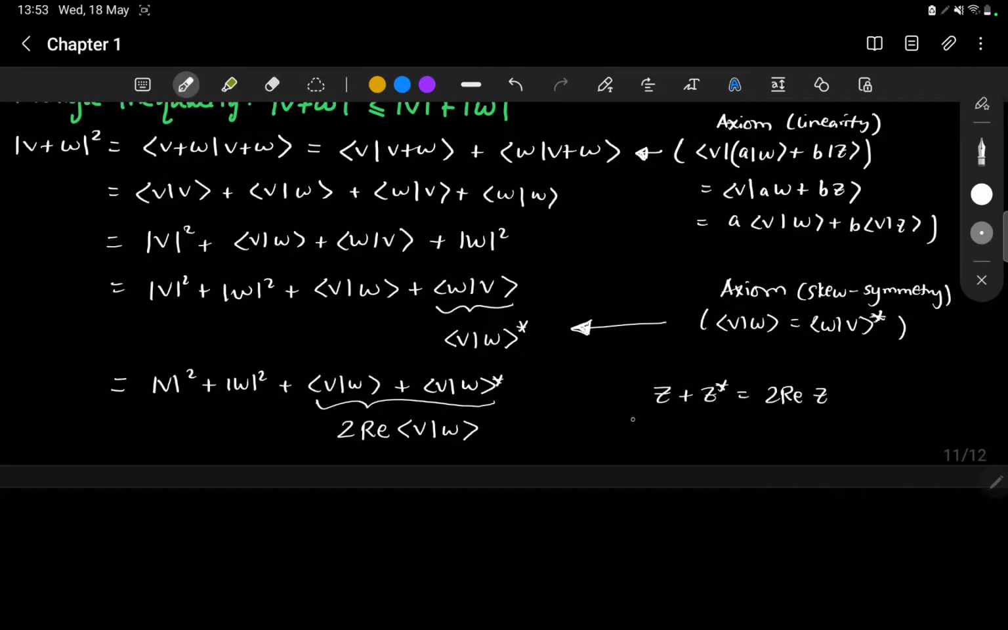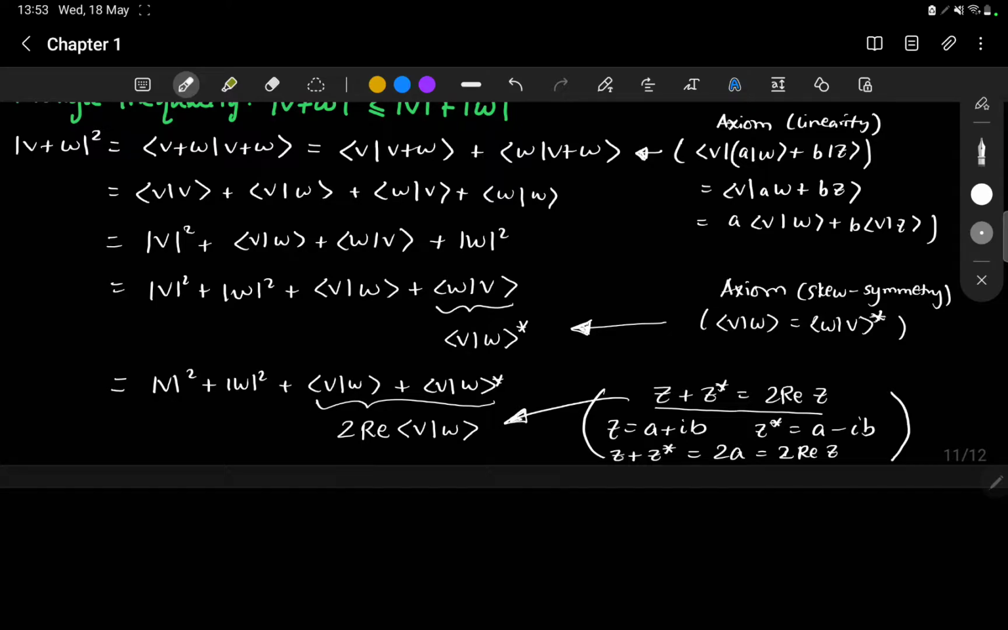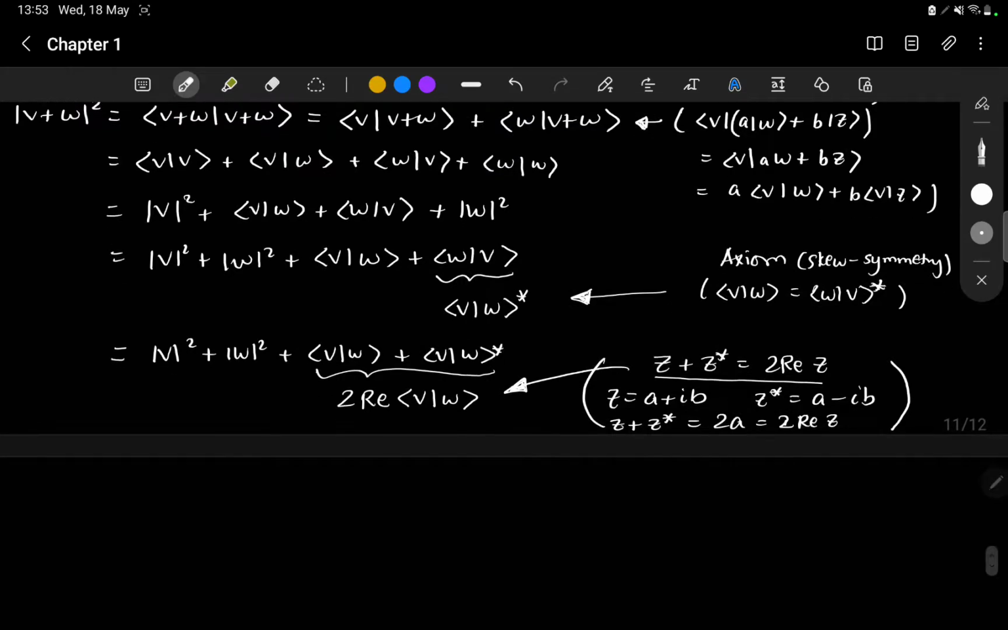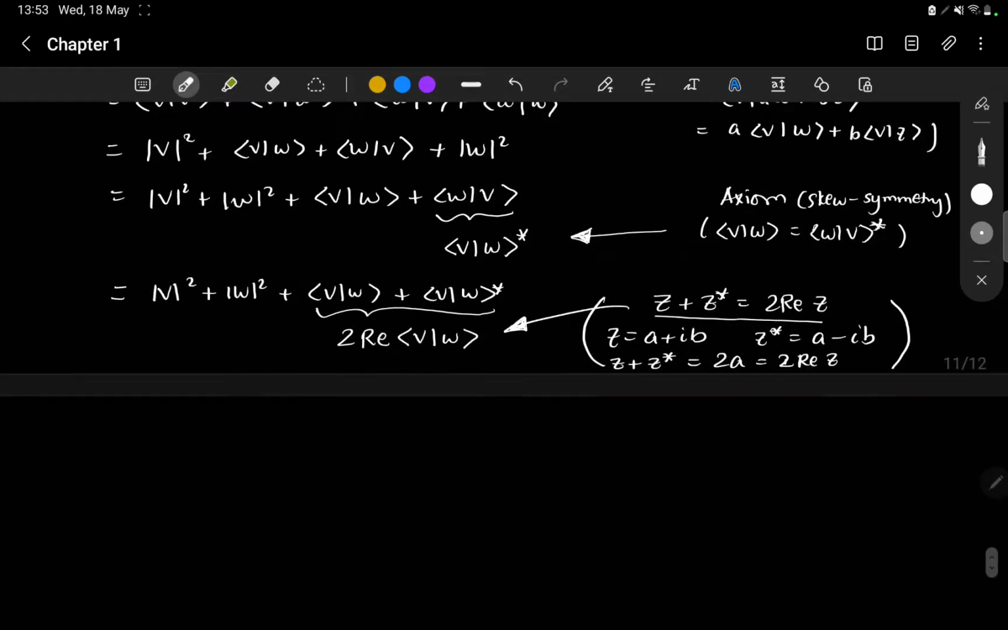We can see, let us say z equal to a plus i times some b, then z star equal to a minus i times b. So clearly z plus z star is 2 times a, which is 2 times the real part of z. So using this, we get this statement. So let us continue further.